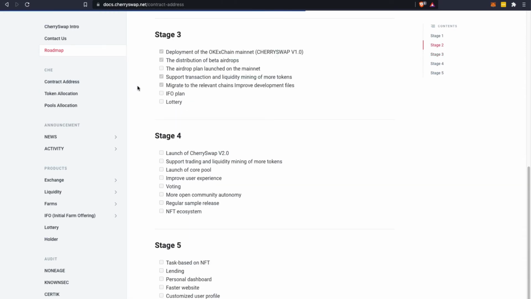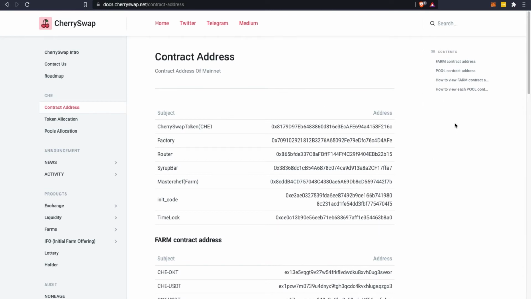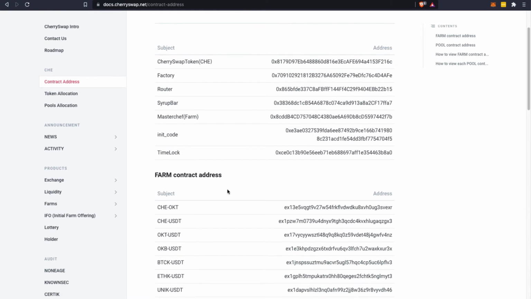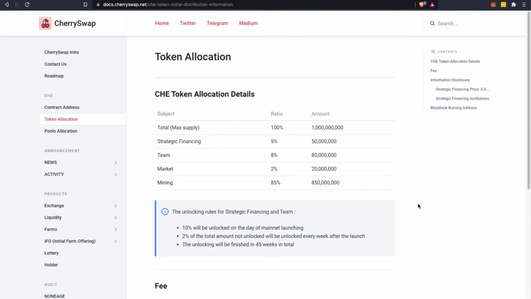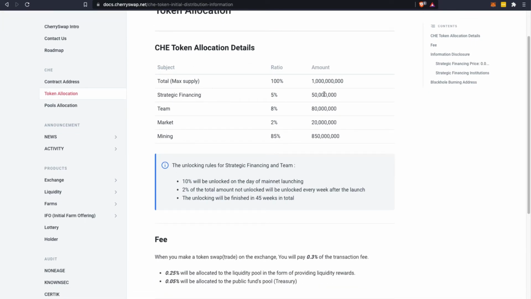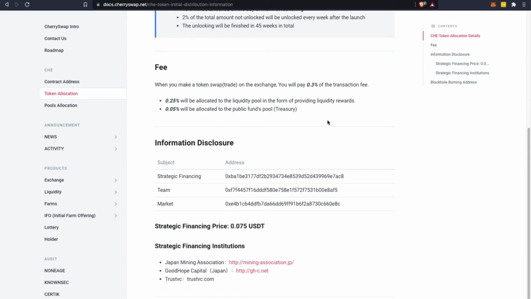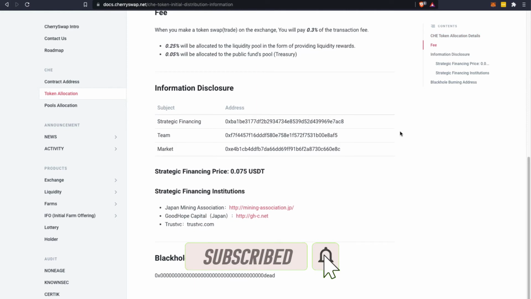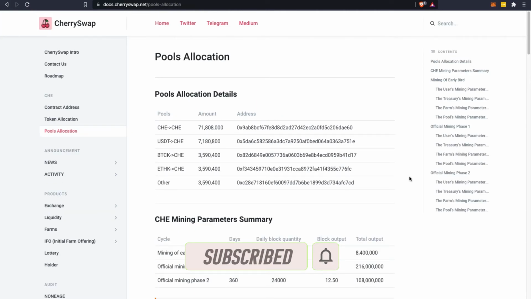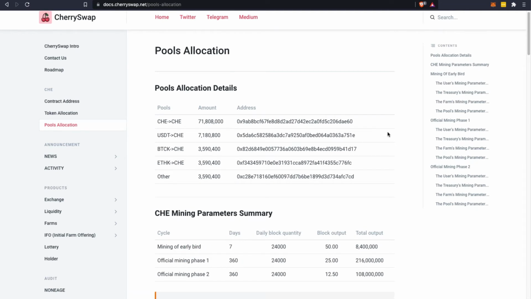The usual information regarding CherrySwap, their contract addresses. This is the CherrySwap token address, and there are various other farm contract addresses here which you can take a look at. Token allocation, or their tokenomics: total supply capped at 1 billion, and the breakdown of the allocation, 85% is allocated for mining. The fees involved when you are doing this swap trade on the exchange, and the different pools allocation.